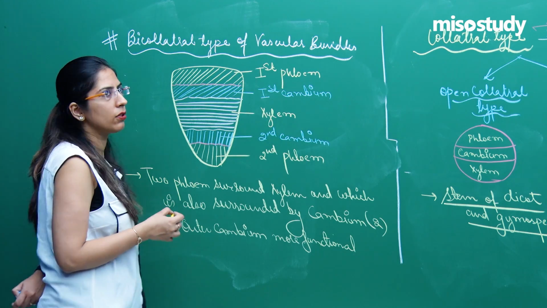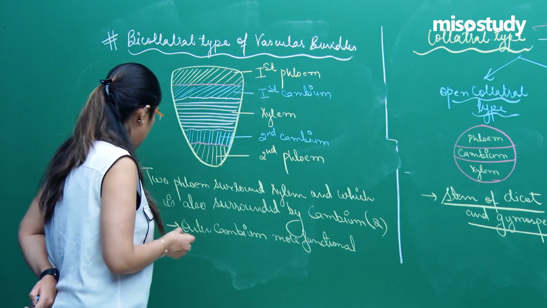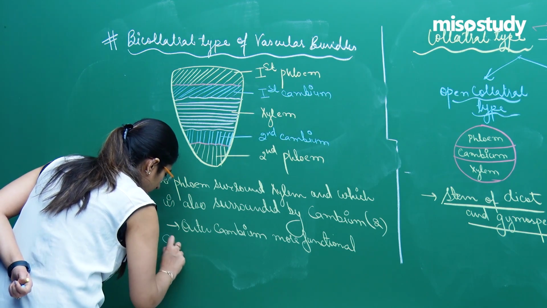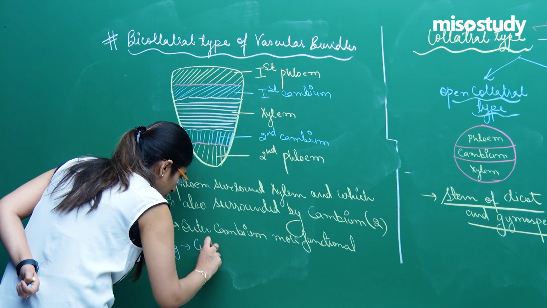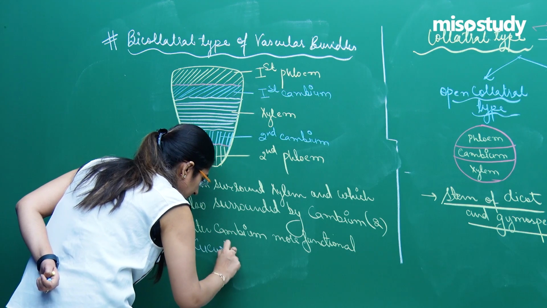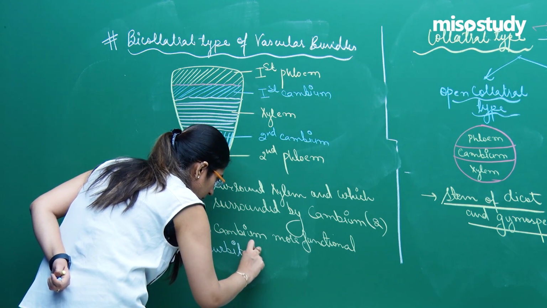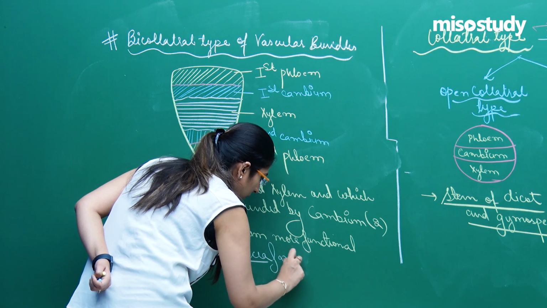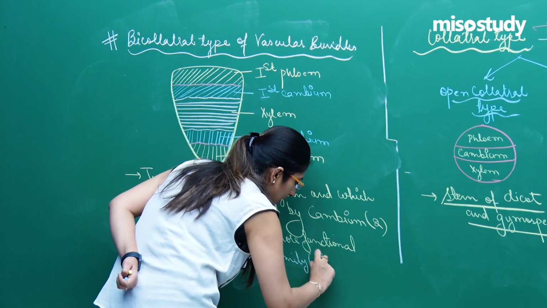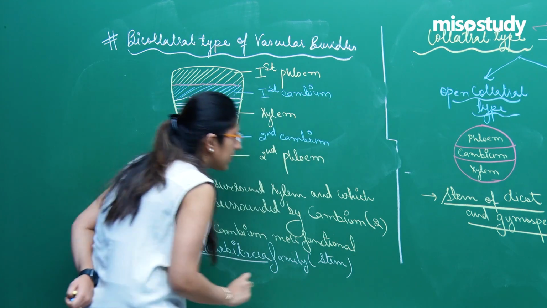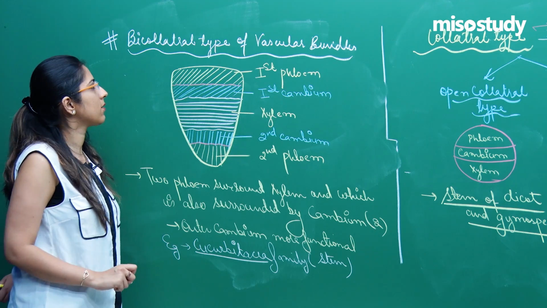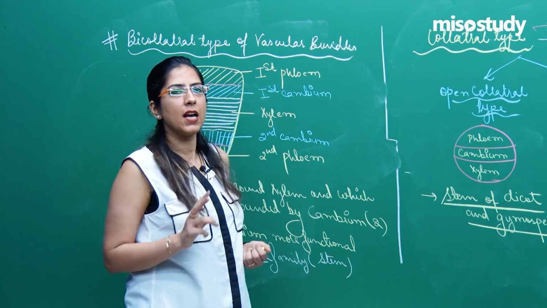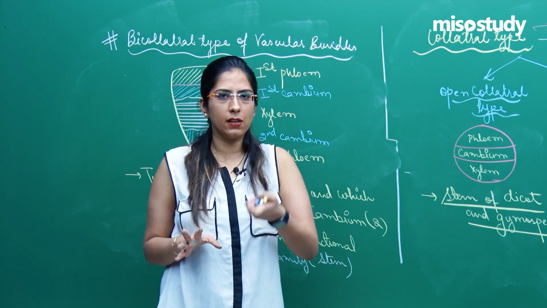Let's talk about the examples. Similarly, in this case also the endarch condition can be seen. The example is the Cucurbitaceae family and stem. In those stems we can see such type of condition. This is called a bicollateral type. Now we are done with the second type, the bicollateral conjoint type.